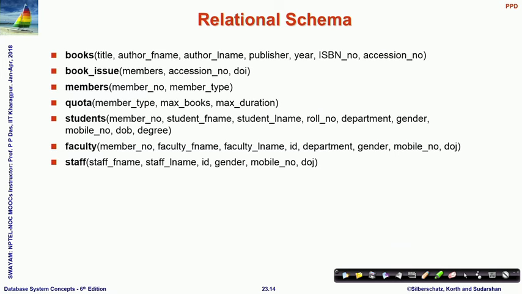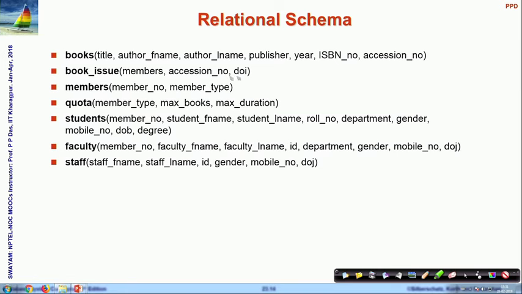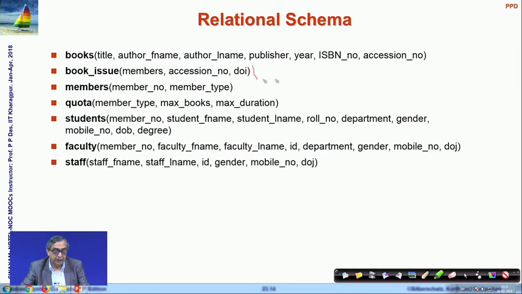And we have also converted the relationship. There is a relationship called book issue here, as you can see. This also we have converted to a relational schema involving the two attributes of member number and accession number. So, let us see how this will span out in later parts.